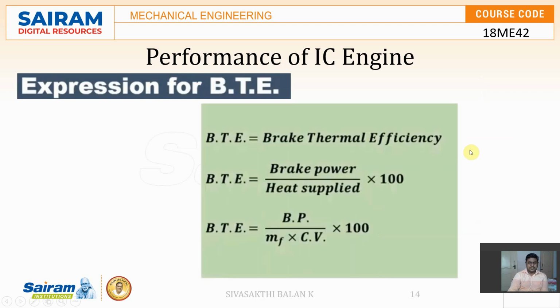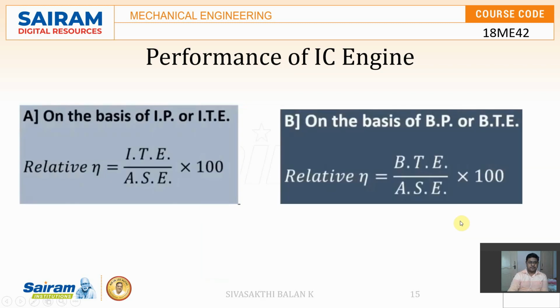And brake thermal efficiency is calculated by the ratio between the brake power and the heat supplied. Heat supplied, we know how to calculate. It's nothing but mass of fuel and the calorific value of the fuel. And brake power, we know the expression 2 pi nT divided by 60 into 1000. So if I replace the values here, you will get the brake thermal efficiency in terms of percentage when we multiply the result by 100.